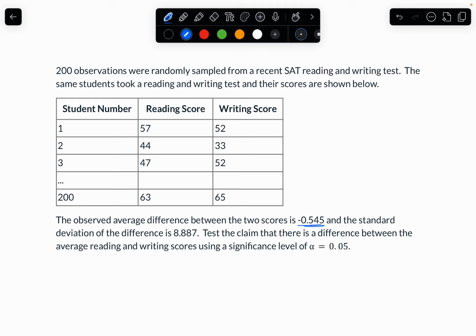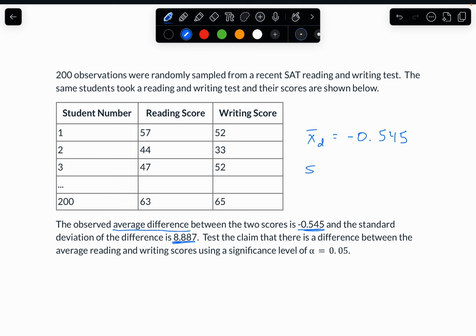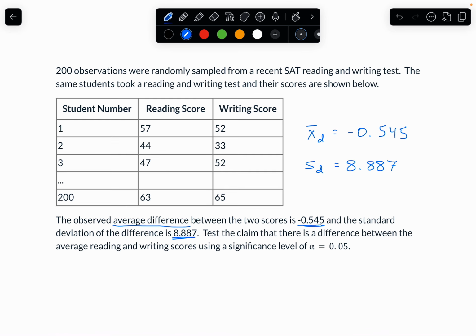So before I do anything else, I'm just going to make a note of that number. It says the average difference between these two. So this means the average difference, not the population difference. This is actually the sample mean difference, or the sample average difference. So x bar sub d is negative 0.545 since we're talking about a sample. And then the standard deviation of the difference is 8.887. So the sample standard deviation of the differences is 8.887. These numbers will certainly come in handy for us as we're working our way through the problem.